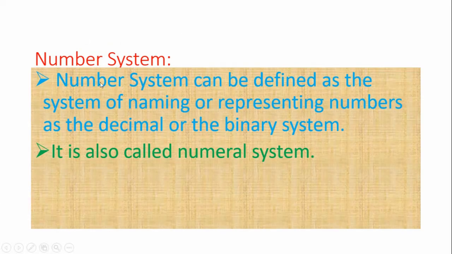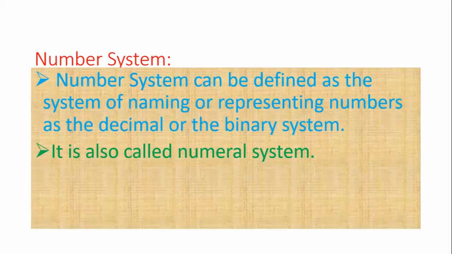Okay, first of all, let's talk about the number system. Let's introduce number system. A number system can be defined as the system of naming or representing numbers, such as the decimal or the binary system. This means we can represent numbers with their base. Like in a binary number system, we can represent a binary number by giving its base as 2. Similarly, for decimal, we can represent it by giving its base 10, and for octal 8, and for hexadecimal we can represent its number by giving base 16. It is also called a numeral system. This is all about the basic concepts of number system.